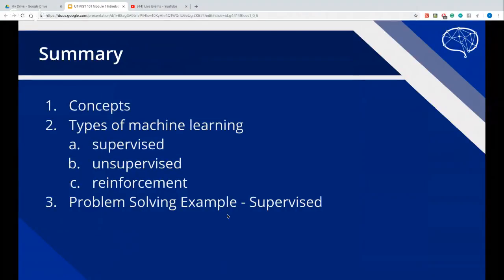Any questions so far? Oh, good. To sum up, we talked about what machine learning is and the really basic concepts. We also talked about the three types of machine learning. And finally, we walked through the workflow for solving a supervised machine learning problem.